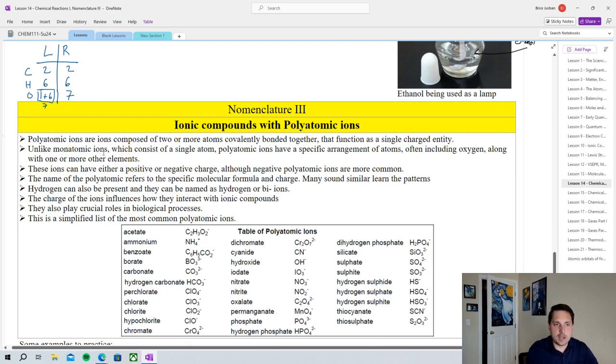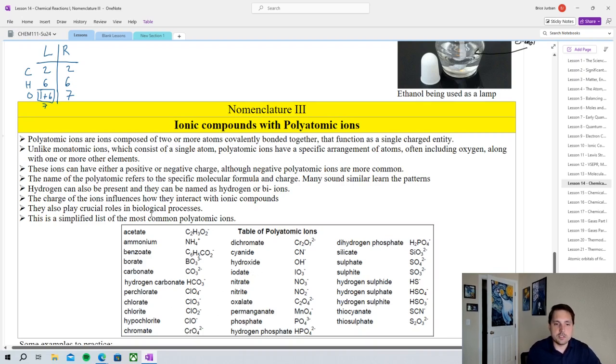So unlike a monoatomic ion, which consists of just a single atom, these polyatomic ions have a specific arrangement, and most of them will have oxygen in them, but not all of them. These ions can either be positive or negatively charged. We'll often see negative polyatomic ions as the most common ones. The name of the polyatomic ion refers specifically to the molecular formula that's given here and the charge that's specified.